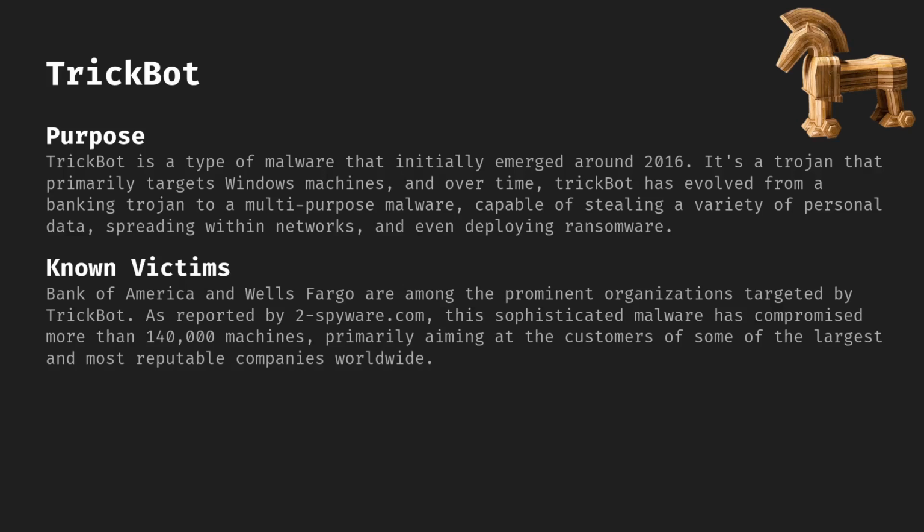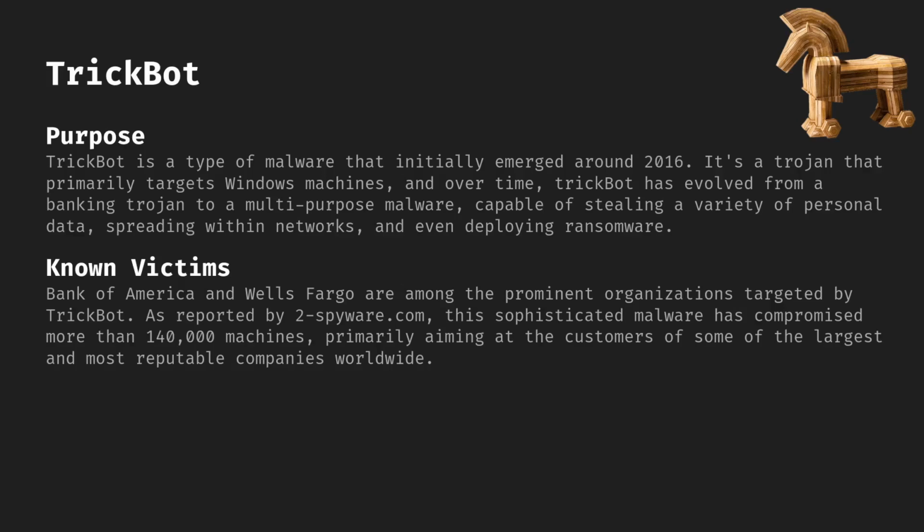Trickbot is a type of malware that initially emerged around 2016. It primarily targets Windows machines, and over time it's evolved from being a simple banking Trojan to multi-purpose modular malware. So it's capable of stealing a variety of personal information. You can turn off and enable different features. It can spread within a network, like laterally, and even deploy ransomware. Some known victims are Bank of America and Wells Fargo. And according to spyware.com, it's compromised more than 140,000 machines. So this is a pretty common piece of malware.